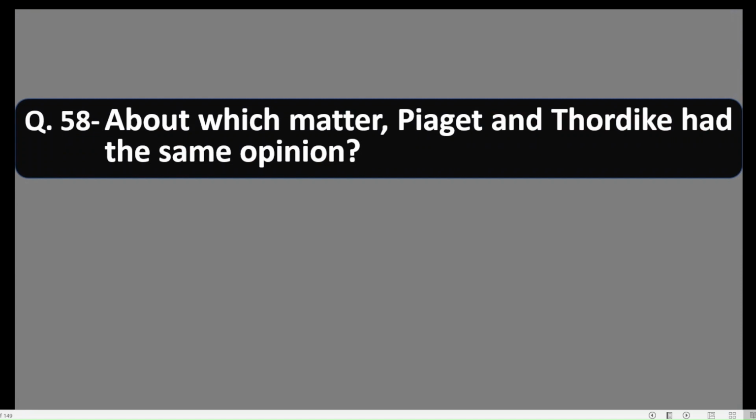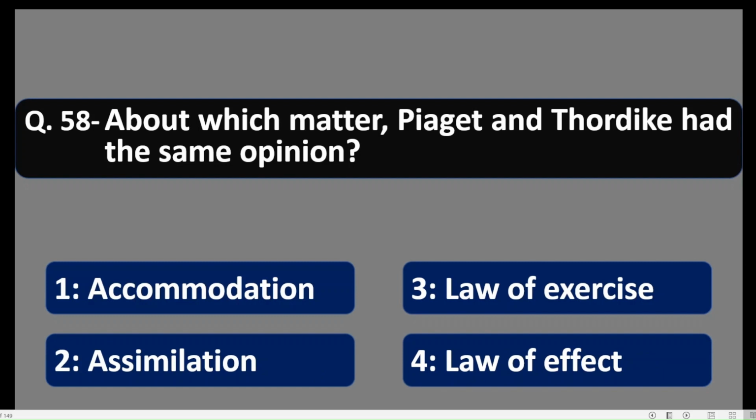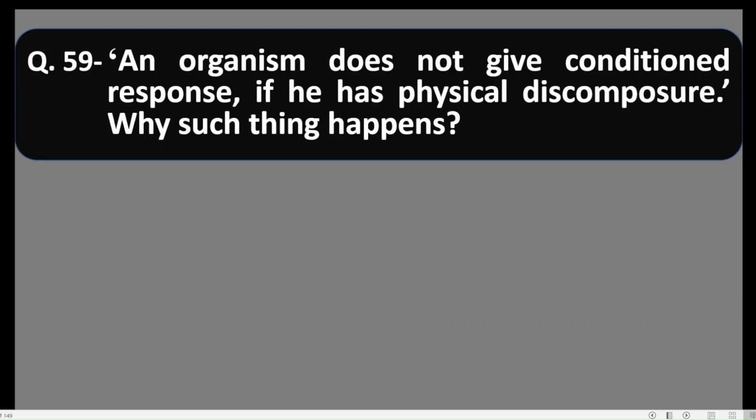Question number 58. About which matter did Piaget and Thorndike have the same opinion? Piaget has given cognitive theory of learning, and Thorndike has given trial and error theory of learning, but they were found having same opinion in terms of something. Let us see which are the options. Number 1, accommodation. Number 2, assimilation. Number 3, law of exercise. Number 4, law of effect. So correct option is assimilation. Both have said something about assimilation. So they both have the same idea in terms of assimilation. Option 2 is correct.